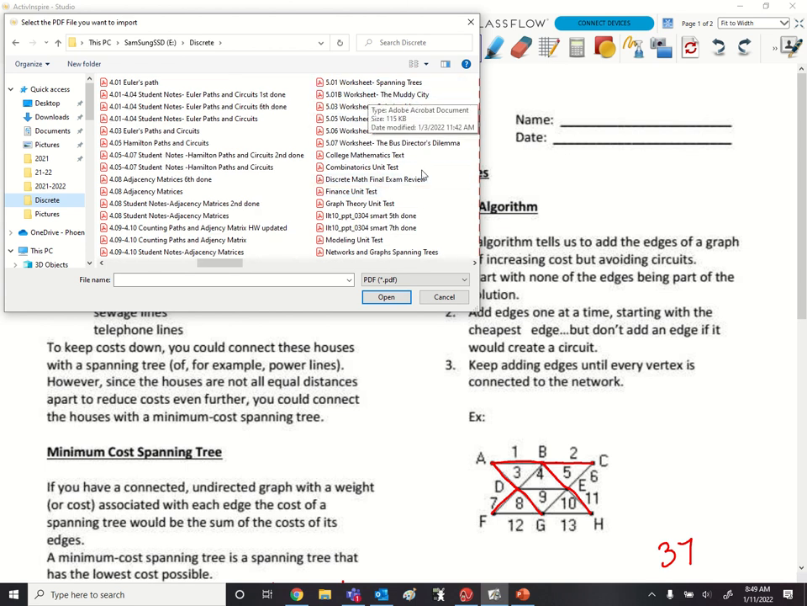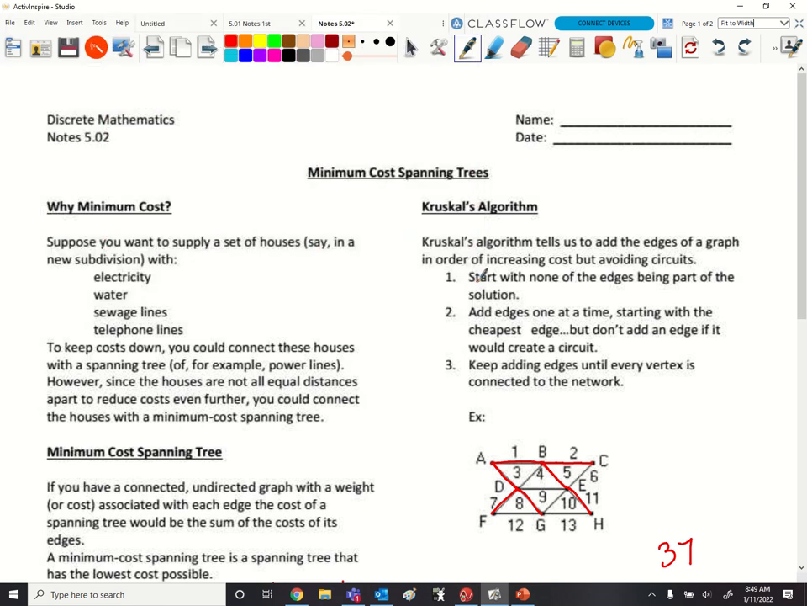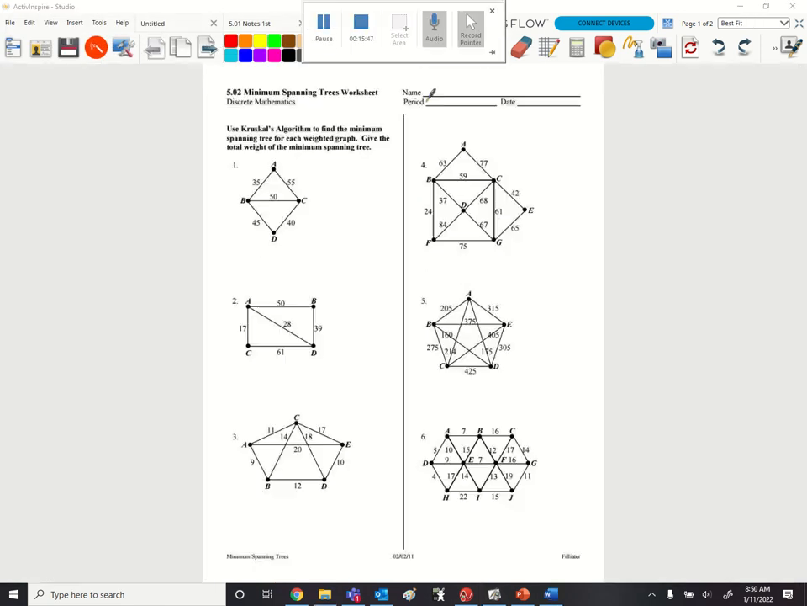Mister, are we doing 5.1 or 5.2 homework? It should be 5.2. Dang it. Okay, I'm gonna pause it real quick. All right, there we go.